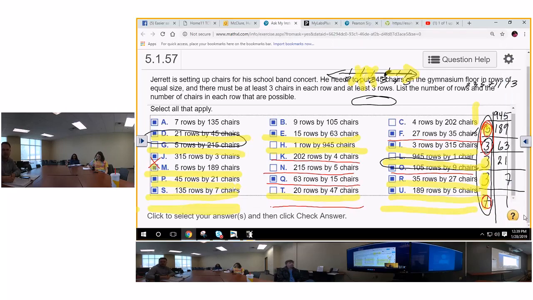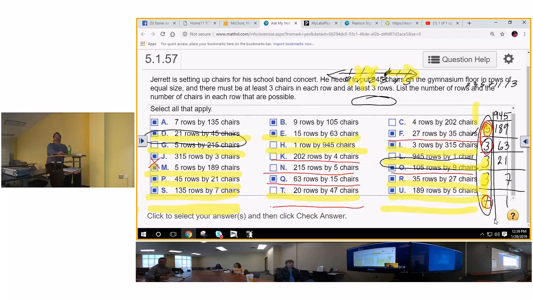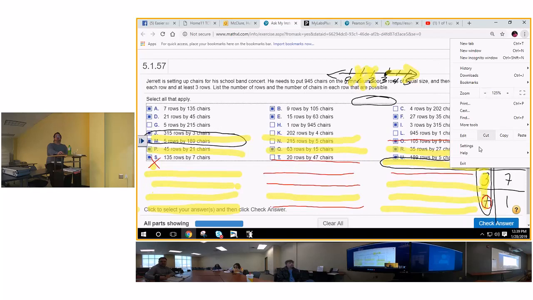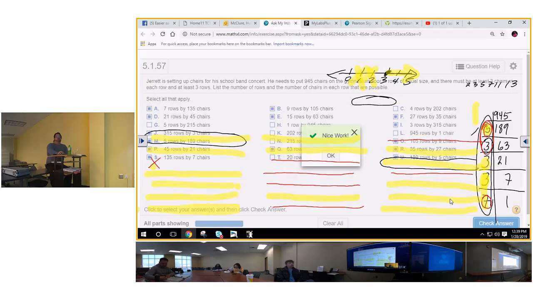I love this class. I can't find where do you hit? Hold on. I got this thing turned up for y'all so much I can't even find. There it is. Check answer. We feel good about ourselves.